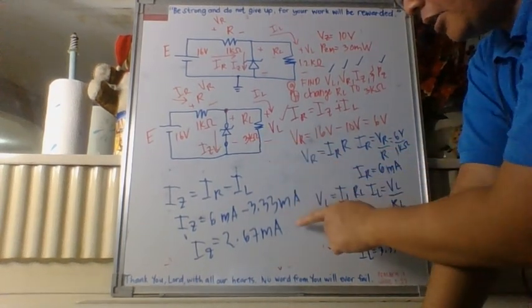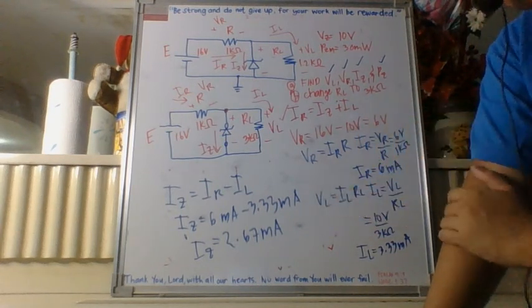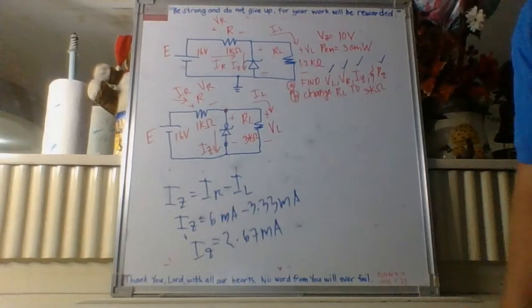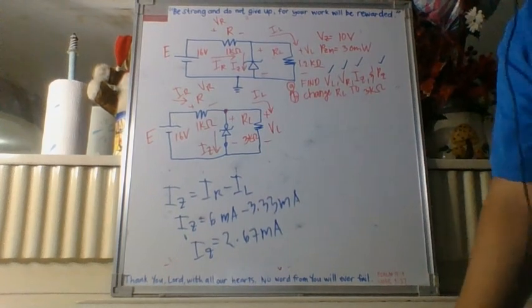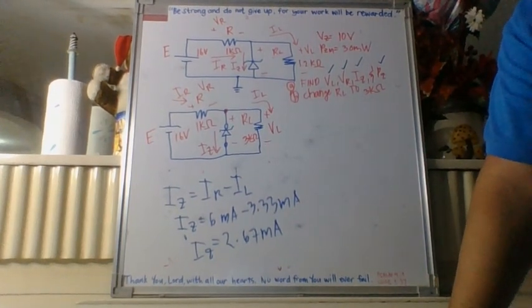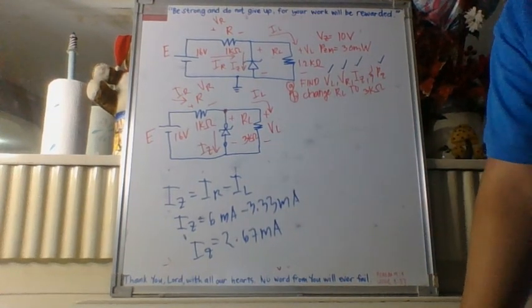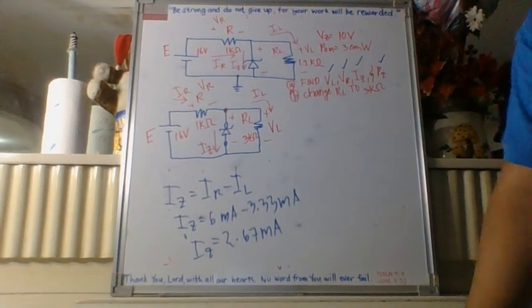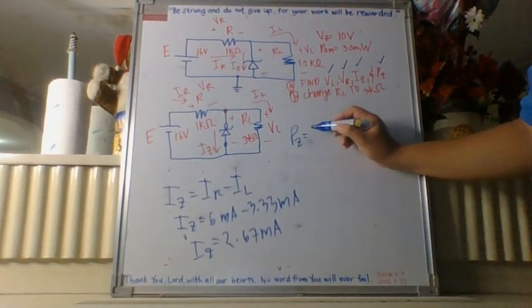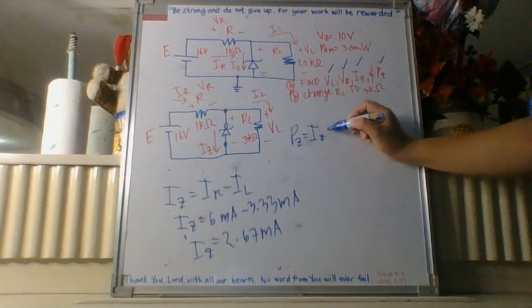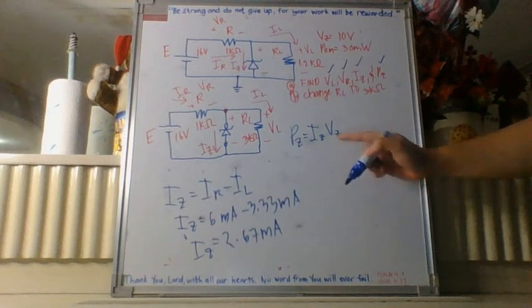Kaya nagkaroon tayo ngayon ng kuryenteng dumadaloy sa ating Zener diode. Kanina wala dahil hindi siya nag-regulate. Meron pa tayong isang parameter na kailangang isolve, which is P sub Z, or this is the power dissipated by the Zener diode. So ito yung kinukonsumo na power ng ating Zener diode. Babalik tayo sa equation ng P sub Z, basic power equation. So we have I sub Z times V sub Z. So the Zener current and the Zener voltage.